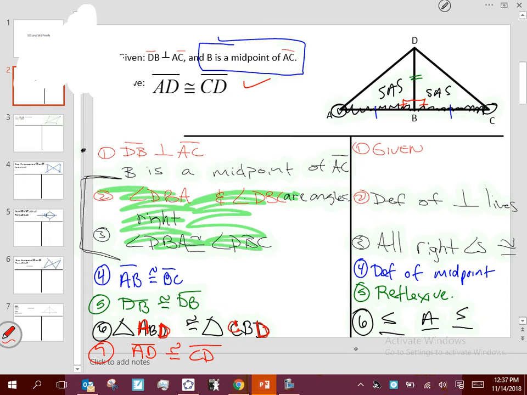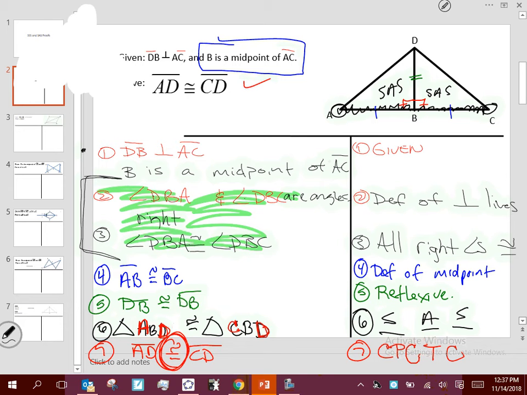A reason? Corresponding parts of what? Where do the corresponding parts come from? Congruent triangles. The corresponding parts of congruent triangles are what? Congruent. We said they're congruent, right? So AD and CD are corresponding parts. They came from congruent triangles. We are saying that they are indeed congruent to one another. That's what that CPCTC stands for.